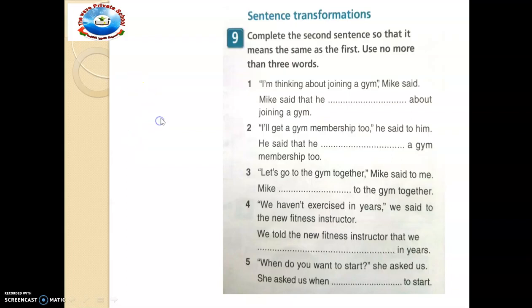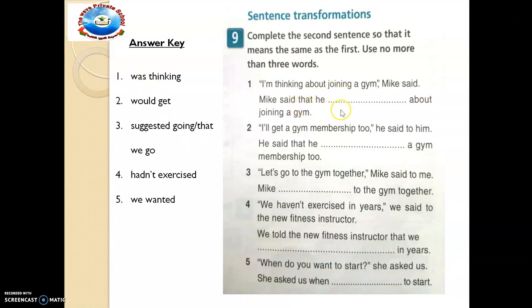Okay? So let's see if you've done that. Yes. Mike said that he was thinking about joining a gym. So you put would get, suggested going, or you can use that we go, hadn't exercised, and we wanted for number 5. So put them down there. Okay, have you done that?